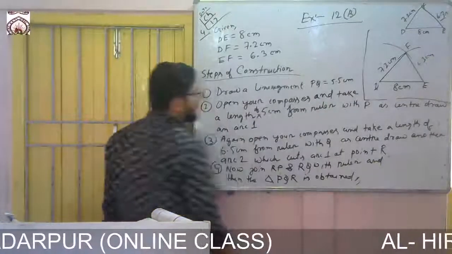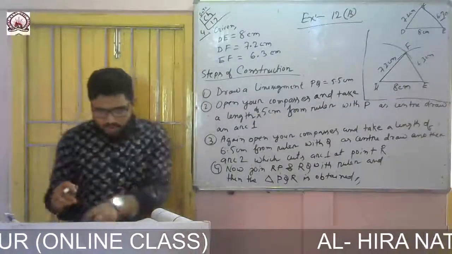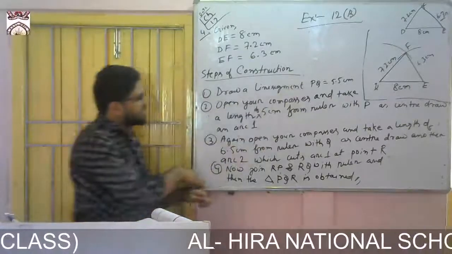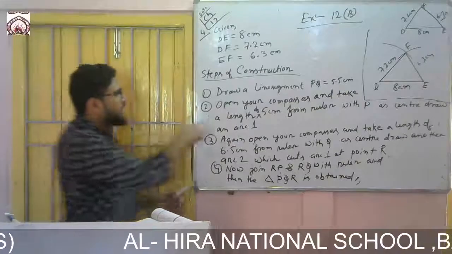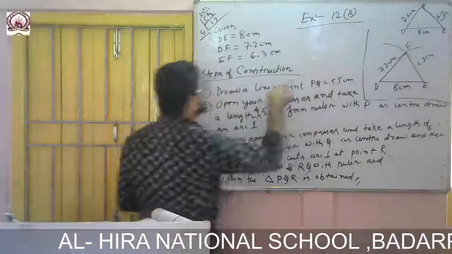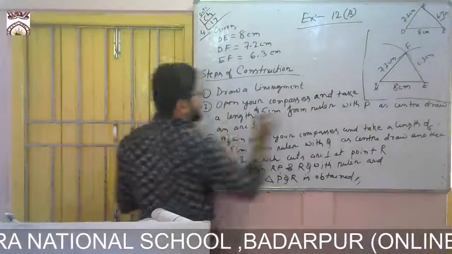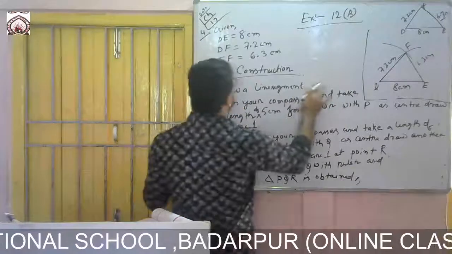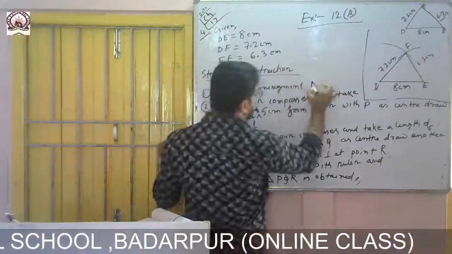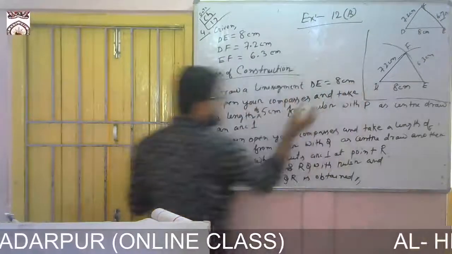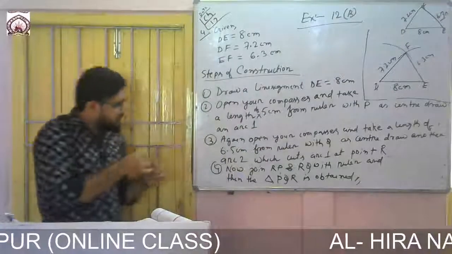Now write the steps of construction. This is the same, just you erase here some. Here it was given draw a line segment PQ 5.5, here you just interchange. Draw a line segment DE equals 8 centimeter. Just I am erasing the word. Then all are the same.